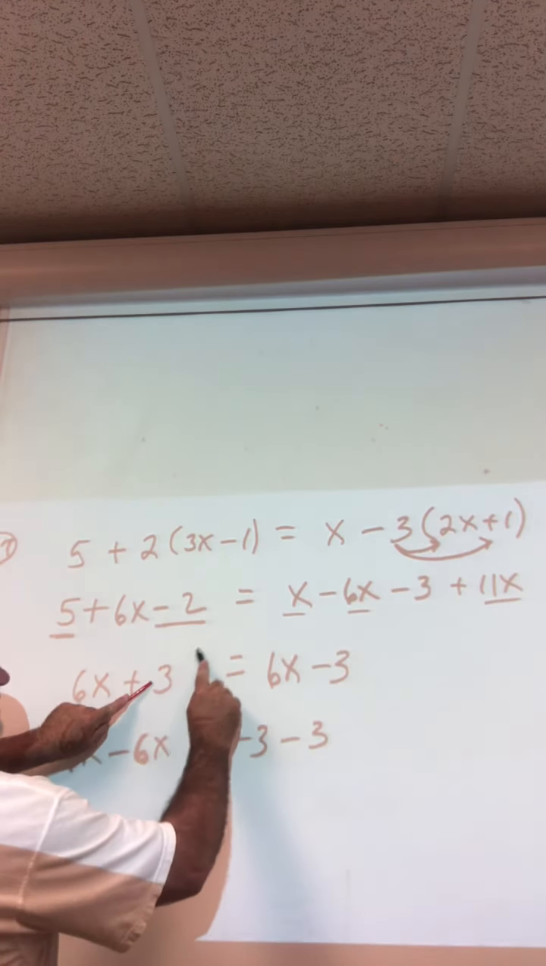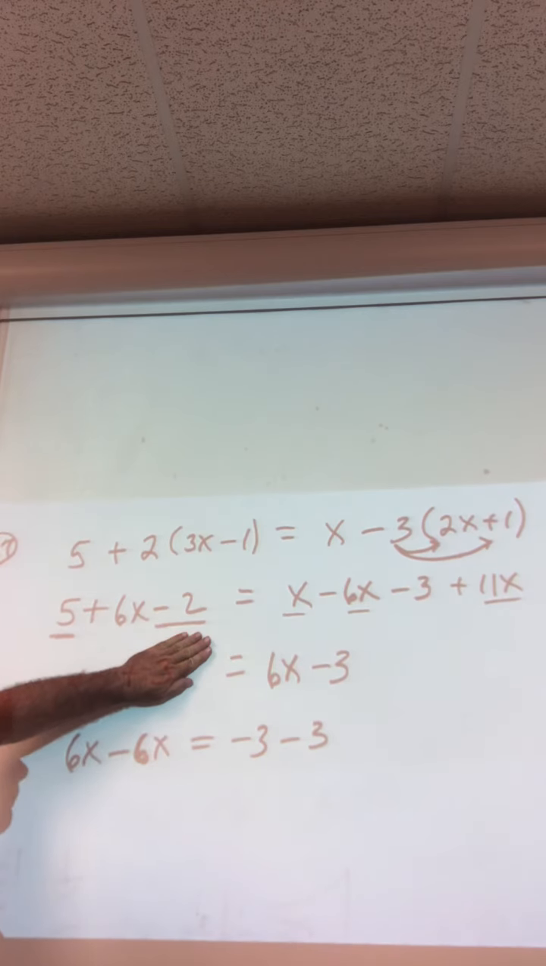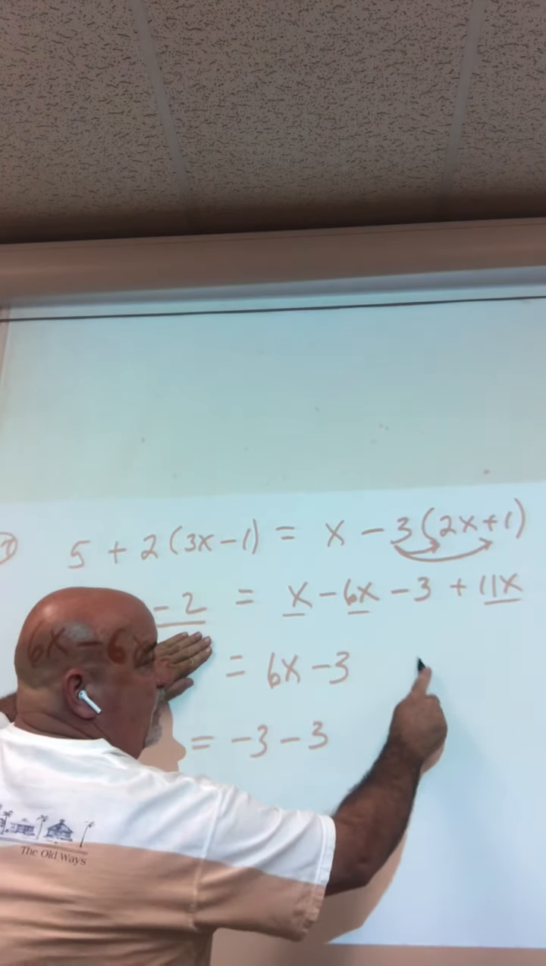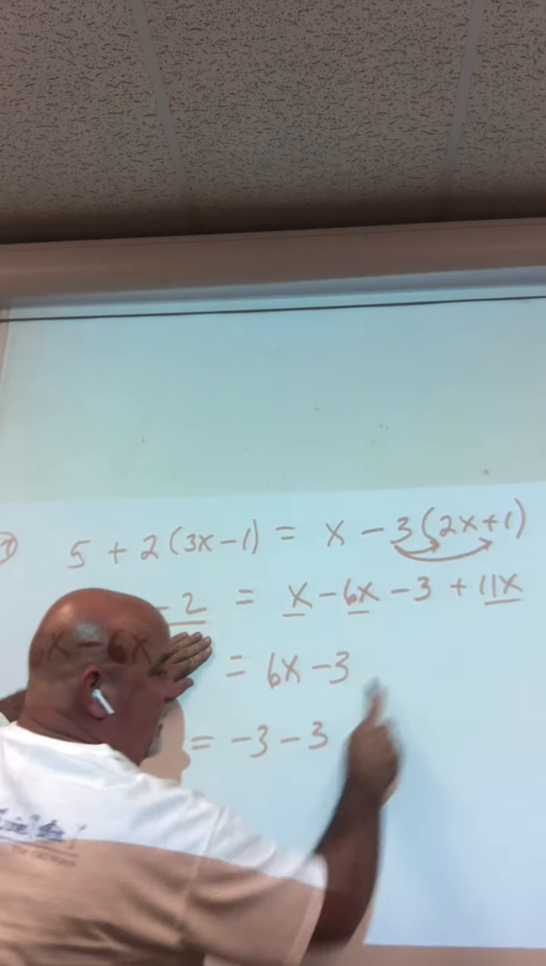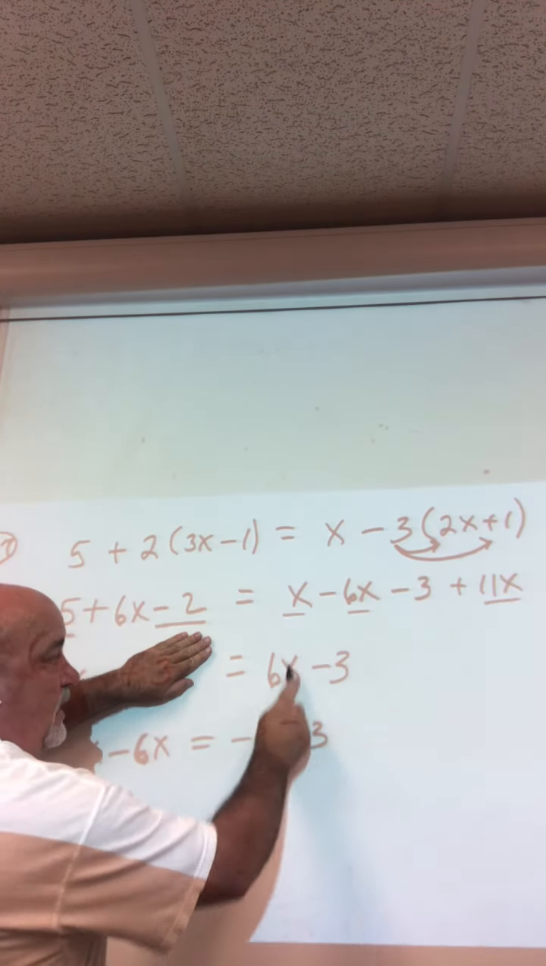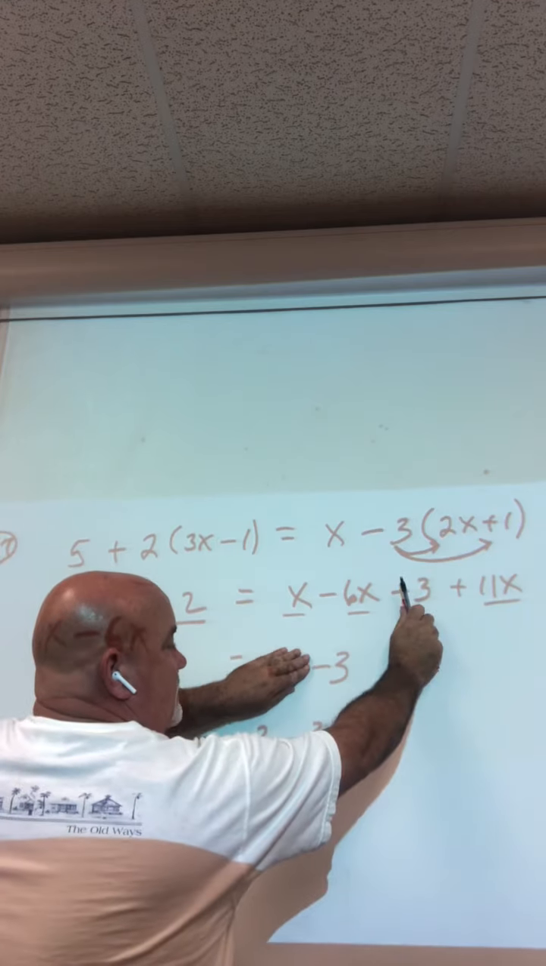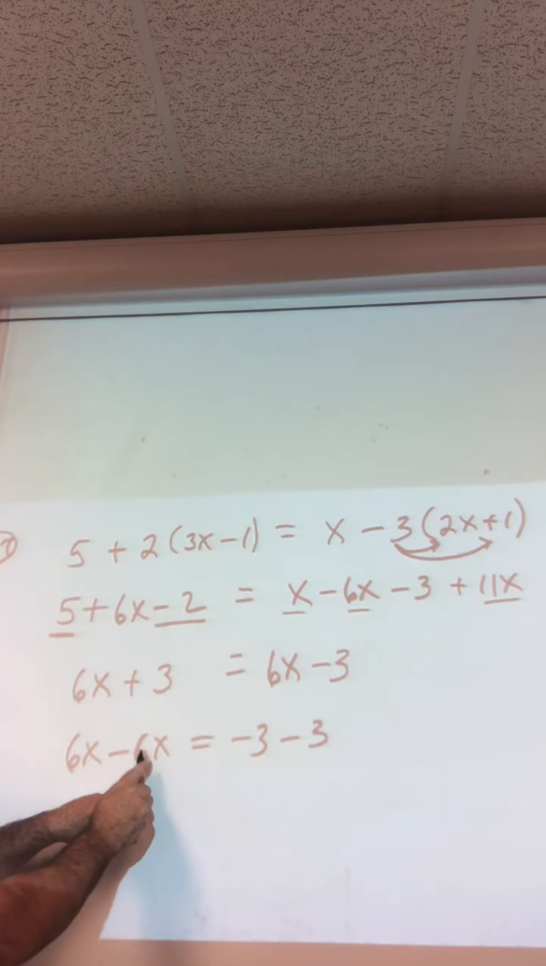So you're going to minus 3 here, so it's gone. Then you're going to minus 3 over here. So this minus 3 is right there, and the minus 3 that you wrote is right there. But then you got to minus the 6x, so it's gone. But then you minus the 6x over here.